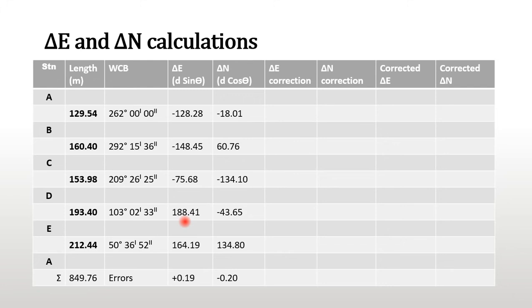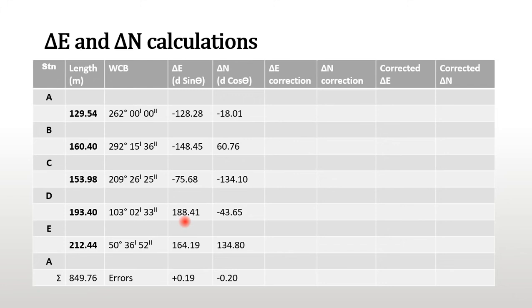But in this case, it's not 0. The answer is 0.19. So 0.19 is our error. And also for change in northings, we have minus 0.20. That is our error. So for us to eliminate those errors, for change in eastings, we need to subtract from the traverse legs, that is the change in eastings that we have calculated.